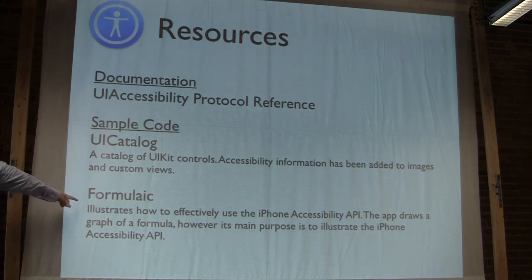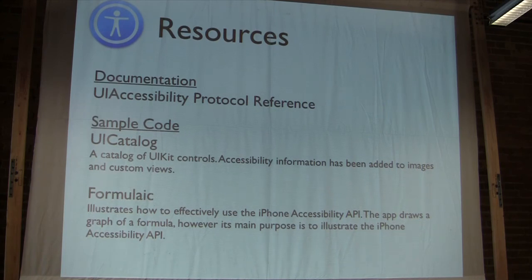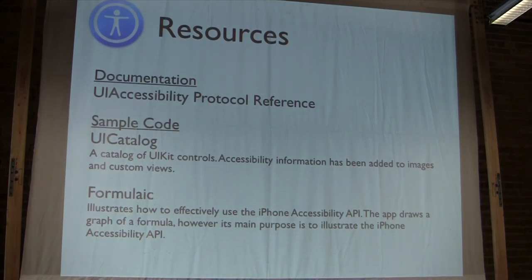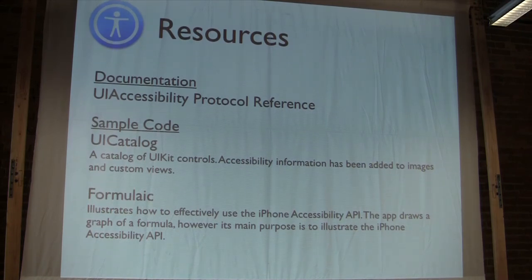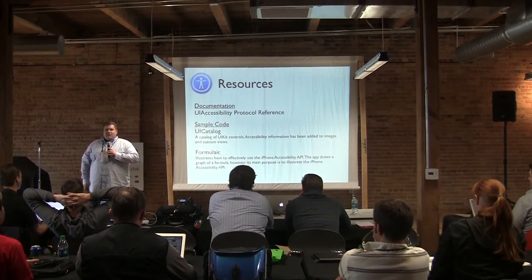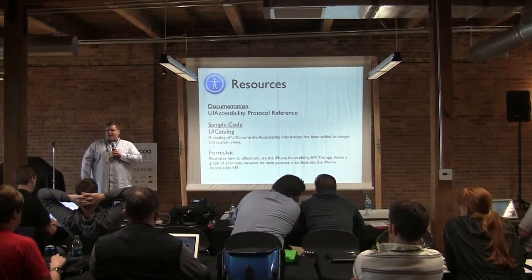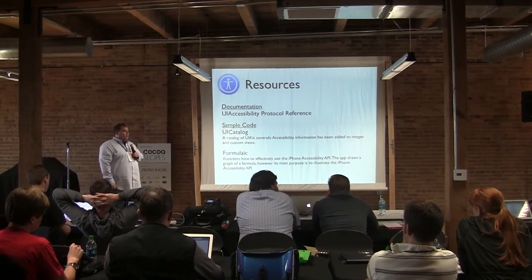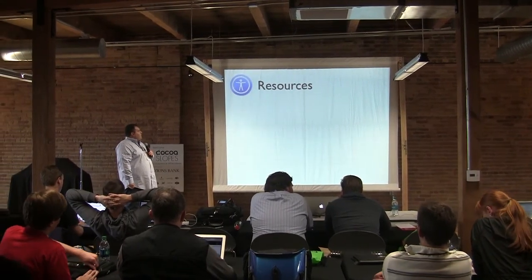This one in particular, Formulaic, shows a great way to take graphical information and make it accessible. If someone ever tells you that you can't make an app accessible because it's all visual information, they're lying or they don't know better. This gives you a great example to show somebody that, yes, you can. You can make this graph accessible, and here's an example of how you do it. So check out the sample code. There's always great stuff there.